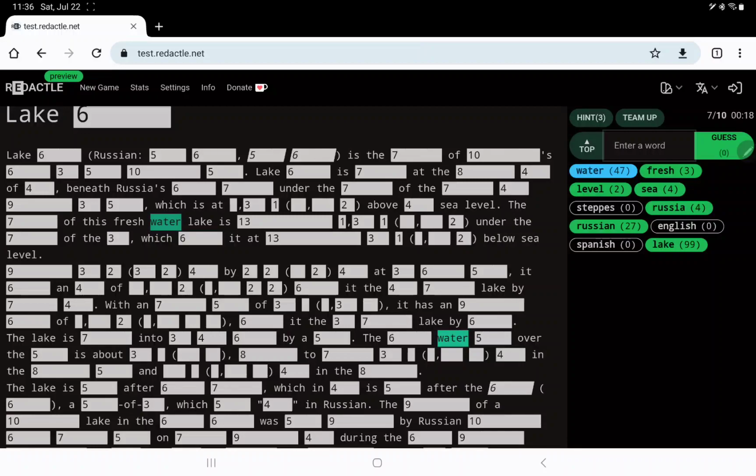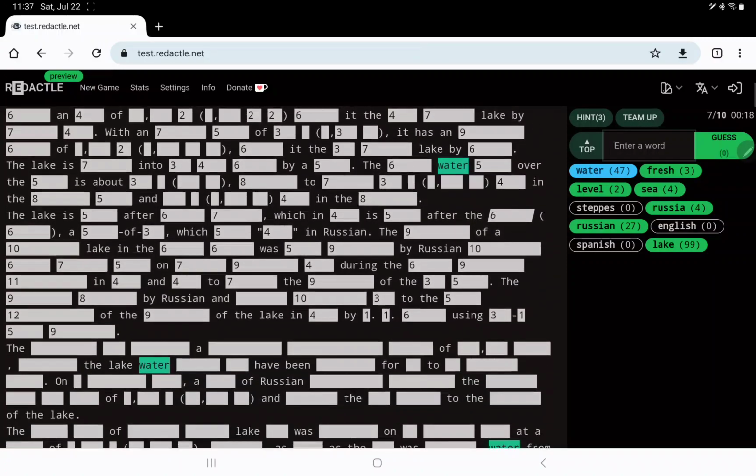The blank of this freshwater lake is something under the 7 of the 3, which places it at something. Maybe it's just in some natural valley or declension. Is that a word for a low part of the ground, or is it just a grammar word? There's something of this freshwater lake. Okay.